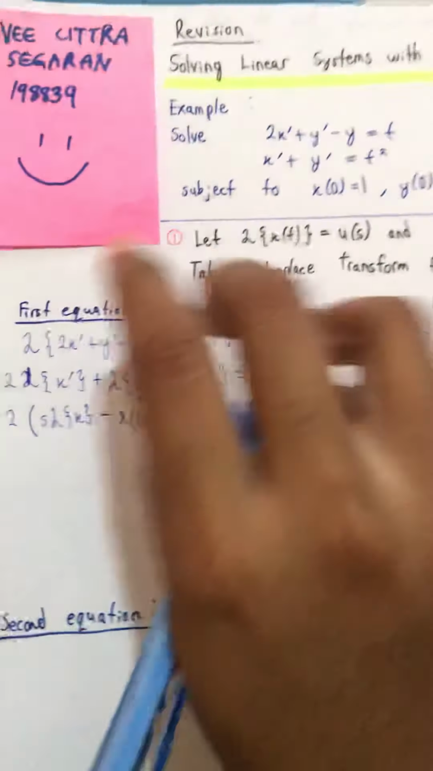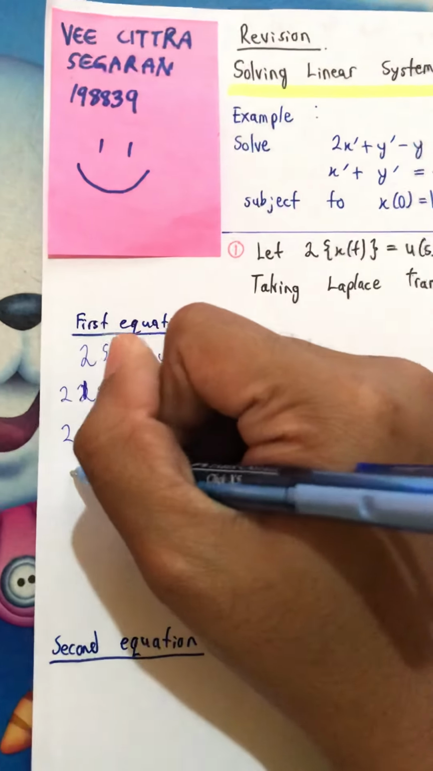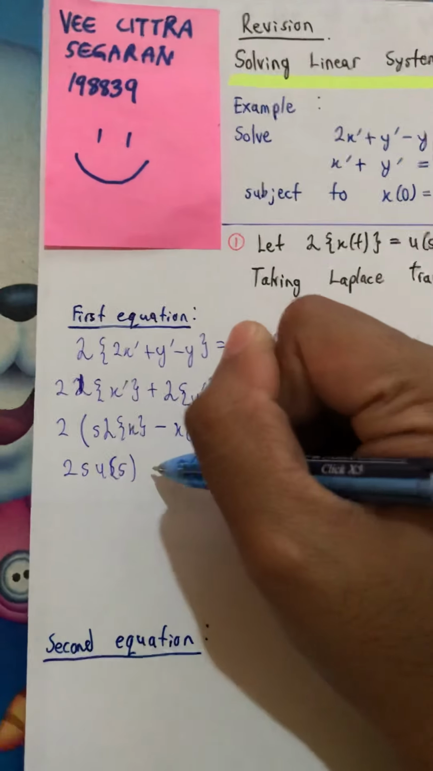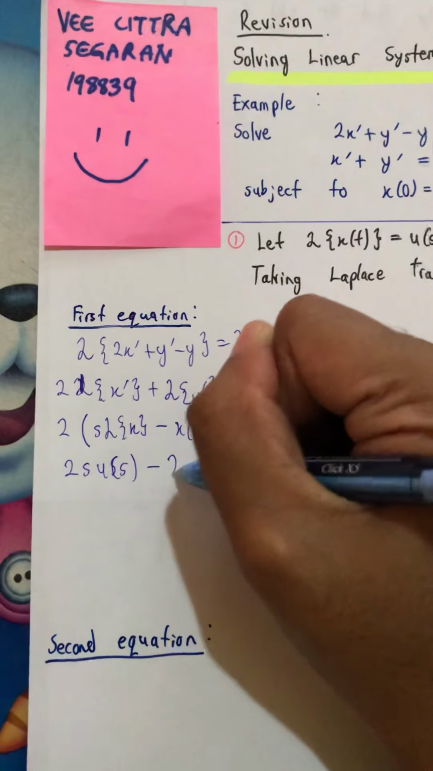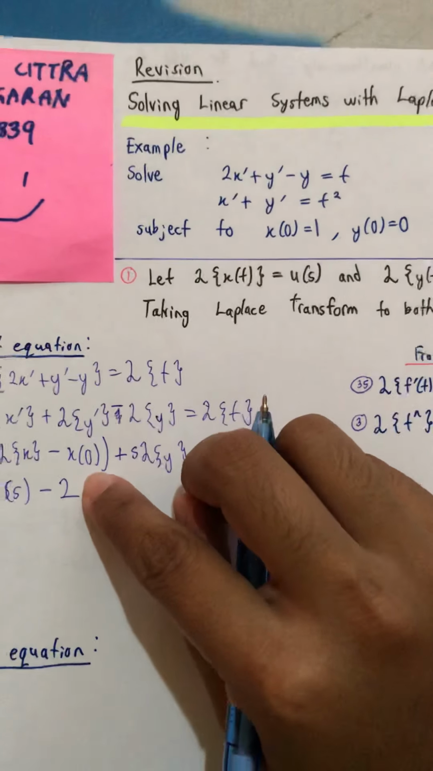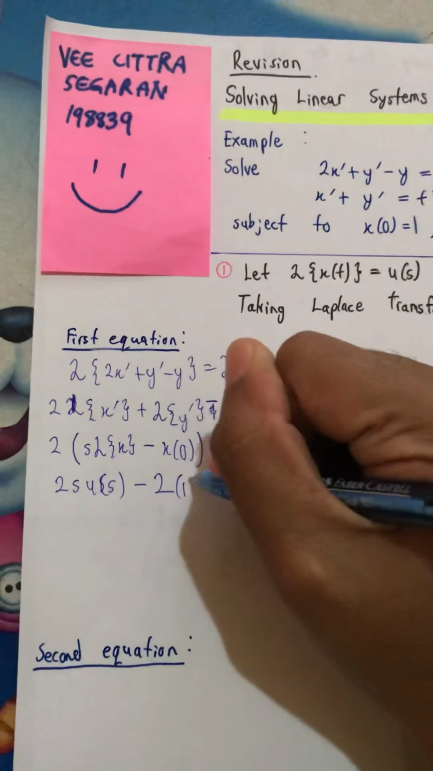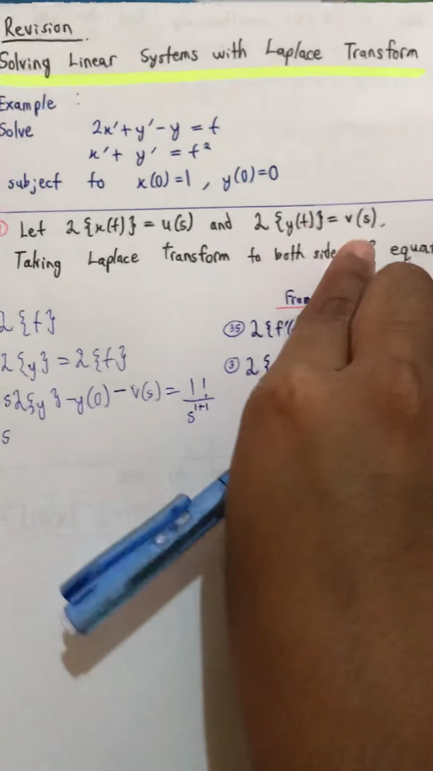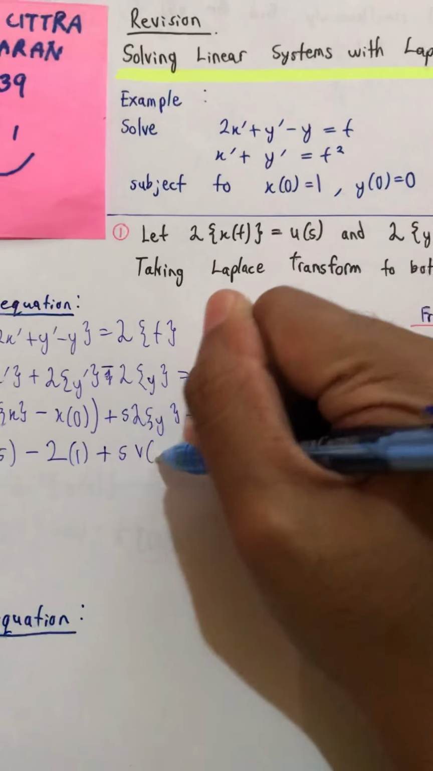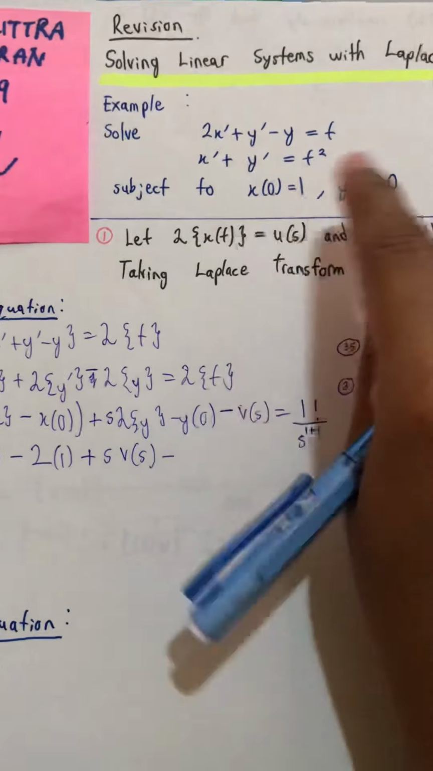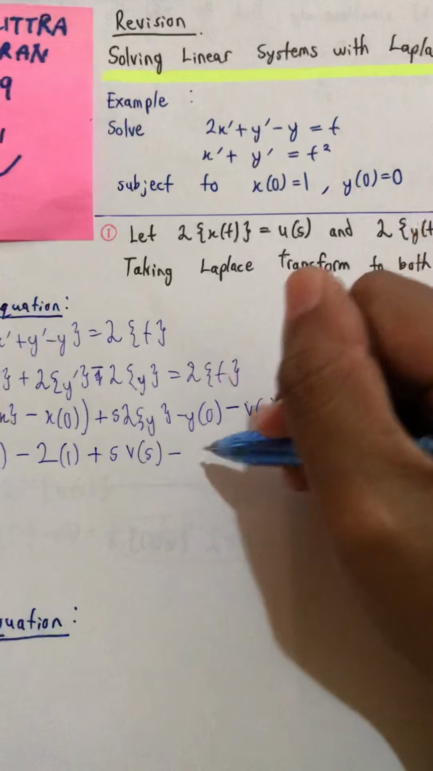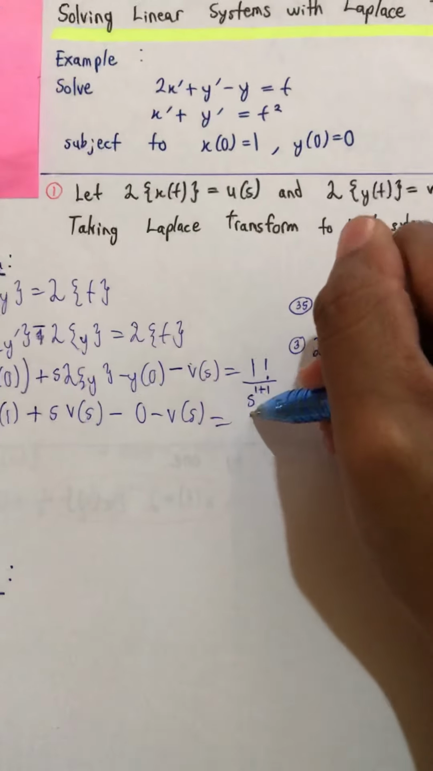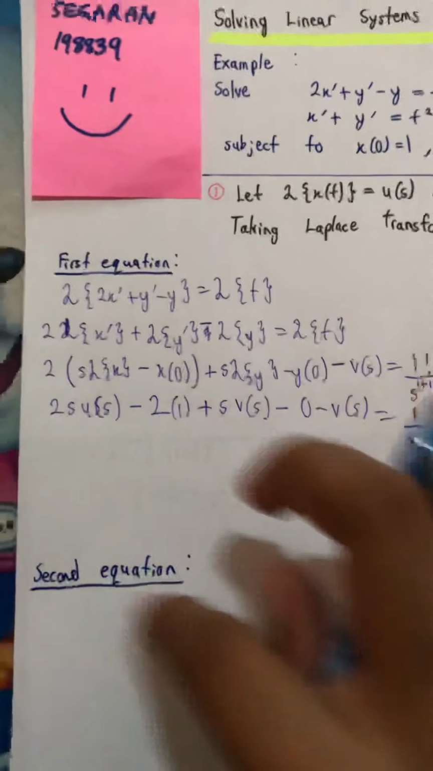The Laplace transform of x is U(s), so we substitute, we get 2s U(s) minus 2. Our initial value is x(0) equal to 1, so we multiply by 1, plus s times V(s), the Laplace transform of y, minus the initial value y(0), which is 0, minus V(s), equal to 1 over s squared. And then we just simplify it.